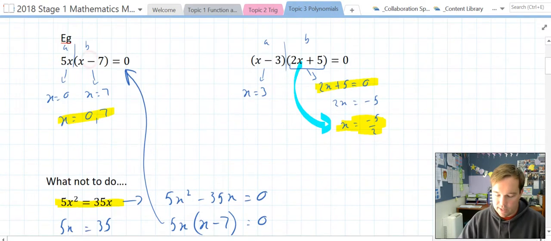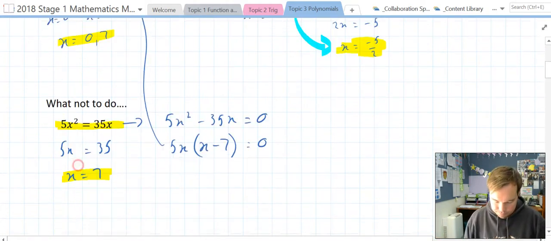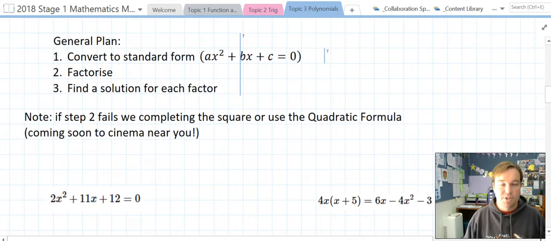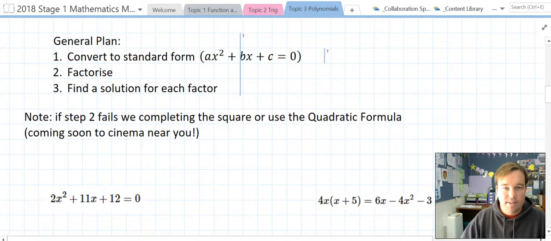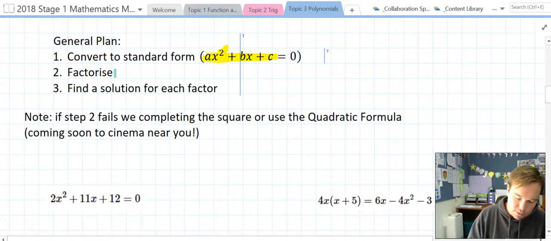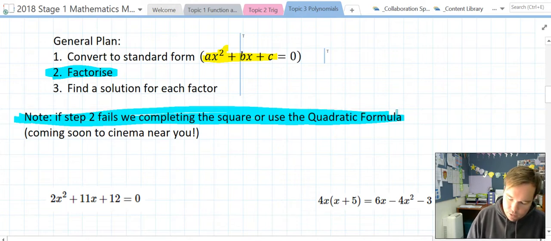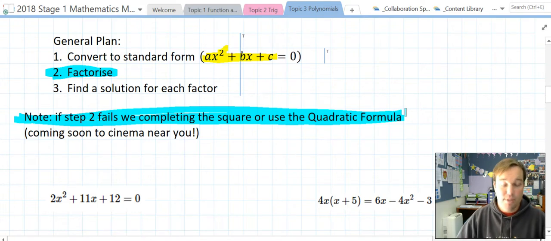Instead, the aim of all of these polynomials problems is to get 0 on one side, everything else on the other, factorize and solve. Alright, so that is in fact our general plan. When solving quadratics, say quadratics has an x squared, we get in general form, which makes it look like that, with 0 on the other side. We factorize, and then we find a solution for each factor. Note, it's not always possible to factorize. That'd be nice, but we can't always do it. If we can't factorize, then we look at other options, either completing the square or quadratic formula. Coincidentally, the next two videos.